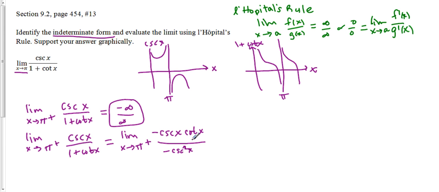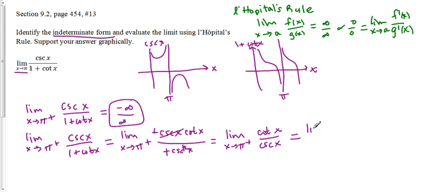Now, as you're going to see, it's very important to do the algebra that needs to be done. For one thing, I can cancel out my negative signs here. And for another thing, I can cancel out one of my cosecants with the squared in the bottom. And I'm going to have the limit as x goes to pi from the positive direction of cotangent x over cosecant x.